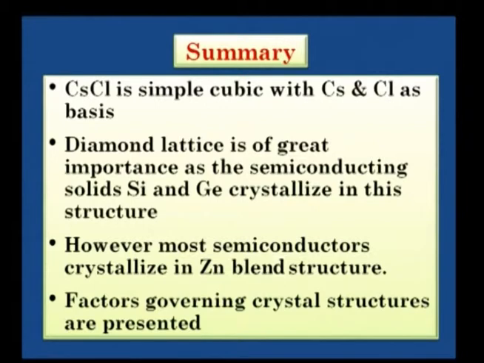Let me now try to summarize. Cesium chloride is a simple cube with cesium and chlorine as the basis, that is the cesium chloride structure. The diamond lattice is of great importance, as the semiconducting solids silicon and germanium crystallize in the diamond structure. However, most semiconductors crystallize in the zinc blende structure. Then we went through the factors governing crystal structures.